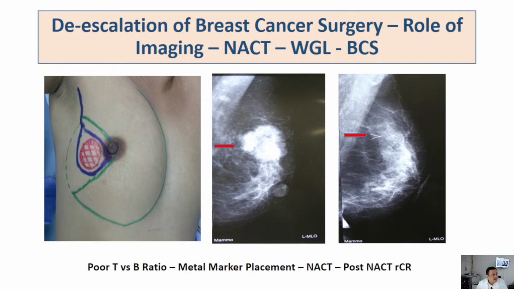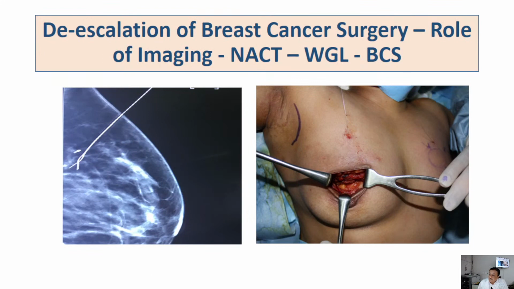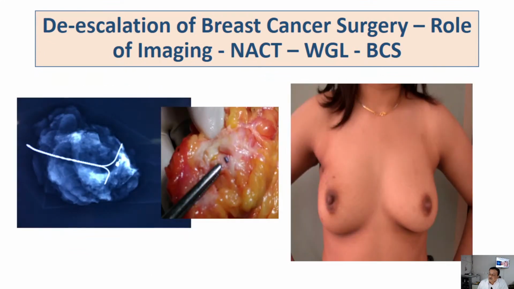De-escalation is not required for early breast cancers. It's for locally advanced cancer. The same wire-guided techniques have been shown already. These are the clips we use, and these are the kind of results you can achieve nowadays for a breast cancer patient. Remember, 10 years back, all these patients were going for a total breast removal and mastectomies.